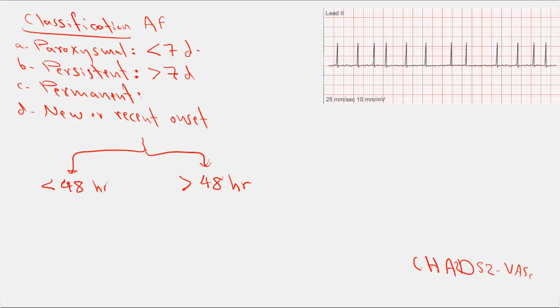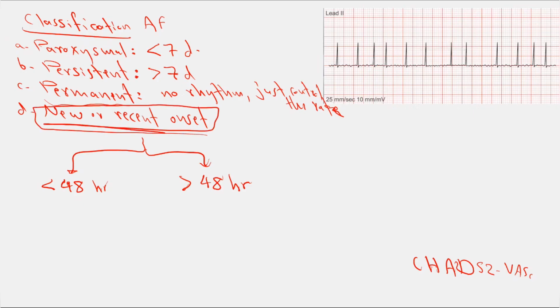The permanent one is when long-standing AF is there and a decision is made not to treat the rhythm. So no treatment, no rhythm control here. You just control the rate, sorry, in a permanent one. So in the history, you may know whether it is permanent AF or other types of AF. Most of the time, it's new onset coming to the hospital, a new onset or paroxysmal or persistent.